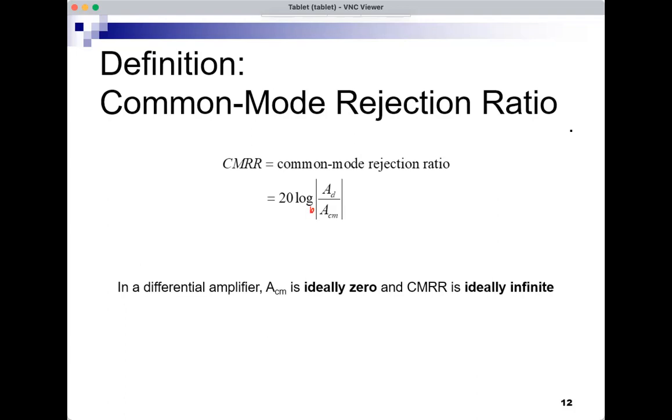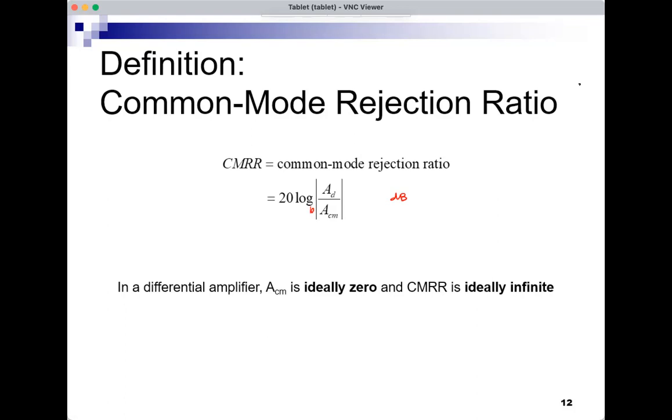The ideal CMRR for an ideal differential amplifier would be infinite. But in real amplifiers, it's not infinite. And we look at the number, this is in dB, the higher the CMRR, the better the differential amplifier. So 100 dB would be a nice CMRR. Ideally, it's infinite, but we will not get an ideal situation with real circuit components.